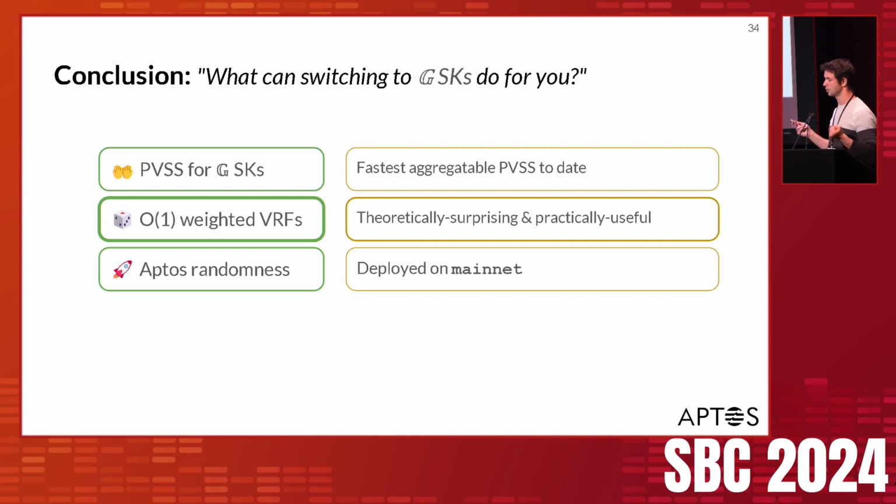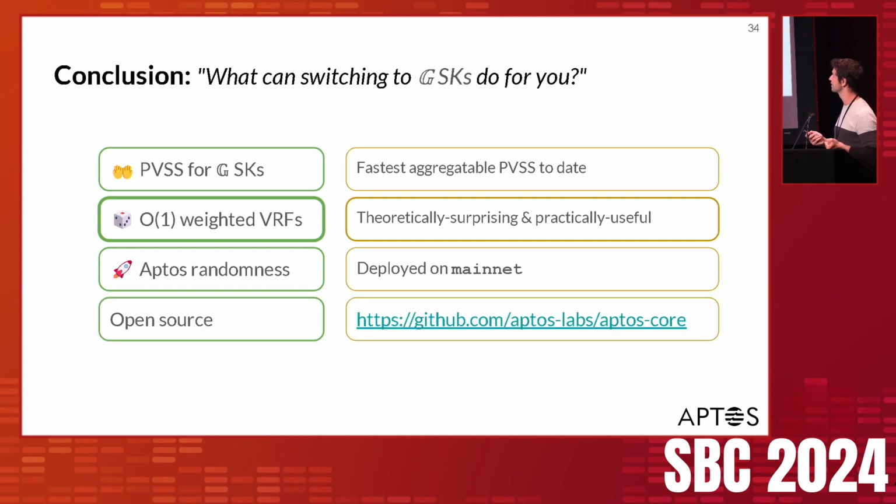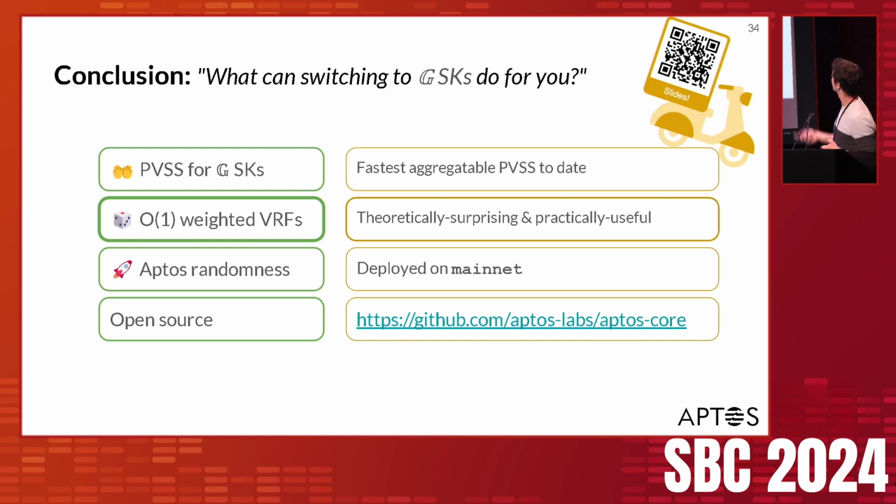I showed you how we deploy this randomness feature on Aptos. And everything is open source. You can check out our code there, the DKG, the VRF, some baseline schemes that we compared to. And here's a QR code for the slides.